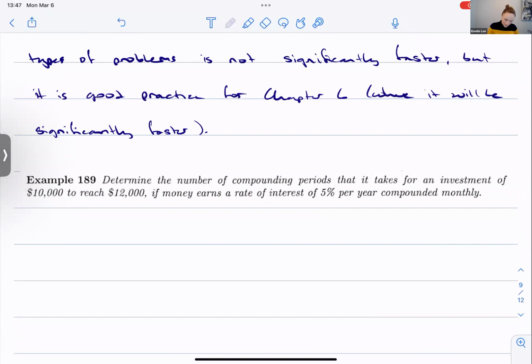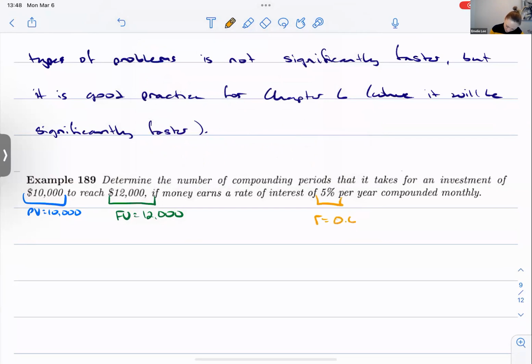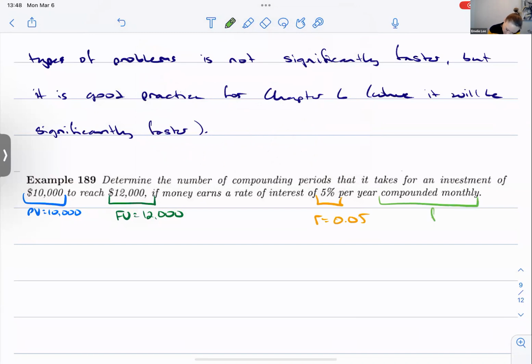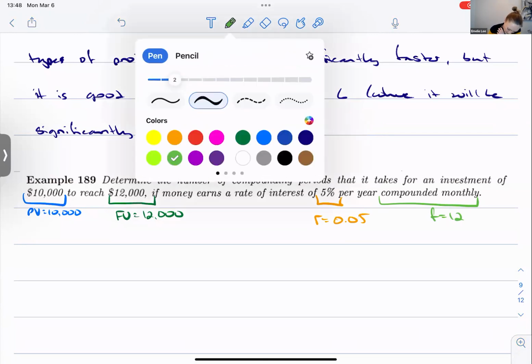Okay. So a couple of things here, right? I have the present value is 10,000. The future value is 12,000. Which means, okay, we're not solving for either of those. R is 0.05, although for the calculator we're just going to use 5. But compounded monthly means that the frequency is 12. And we want to solve for N.